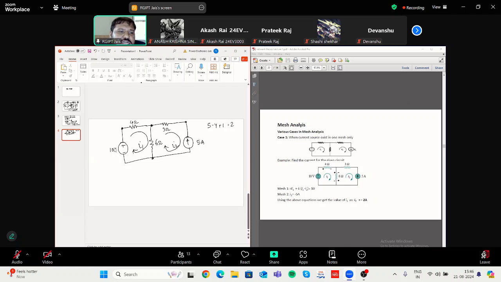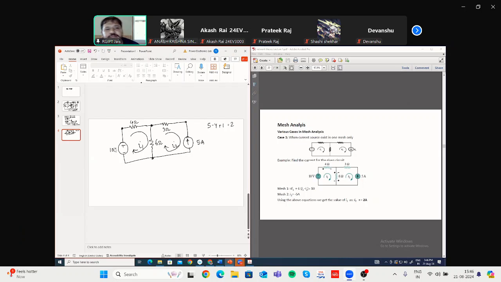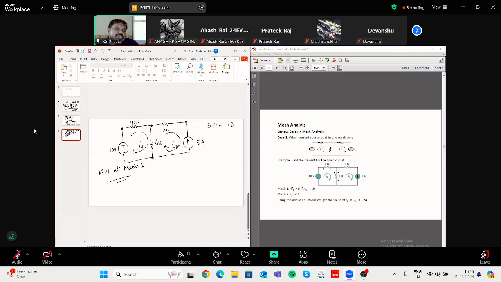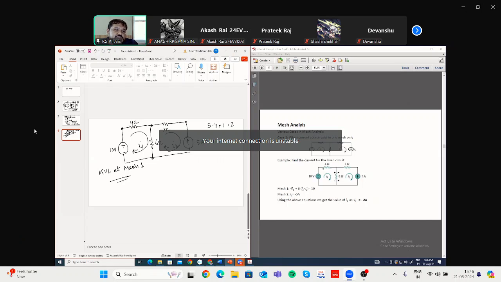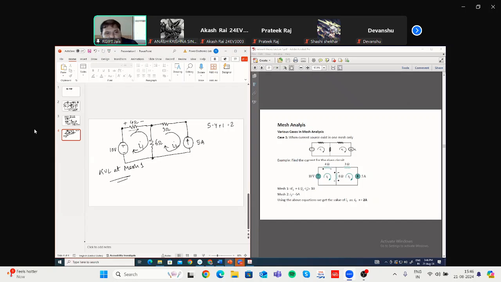We will consider mesh 1, that means applying KVL in mesh 1. Before that, we have to assign the plus and minus signs. For the battery, the plus and minus signs are already given. But what about this 4 ohm? In the 4 ohm, current I1 is flowing in this direction. So definitely this side will be at higher potential, and this side will be at lower potential.